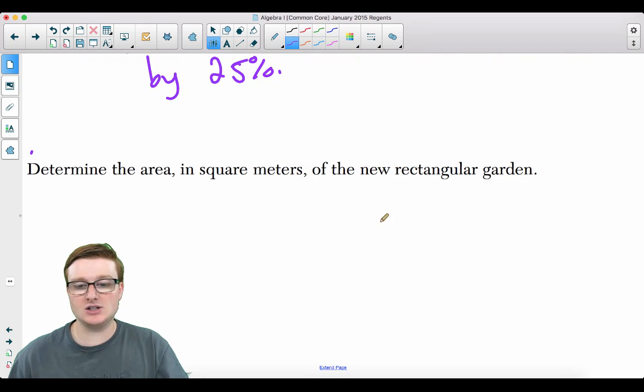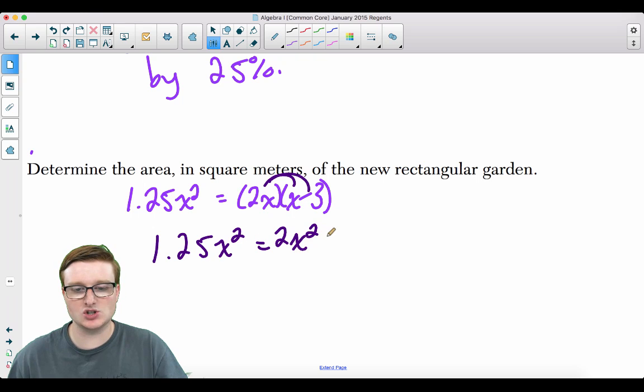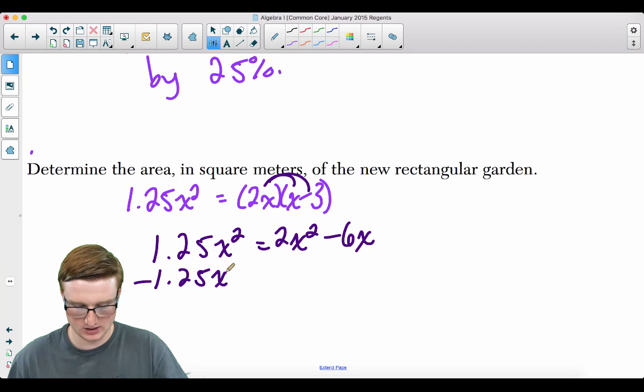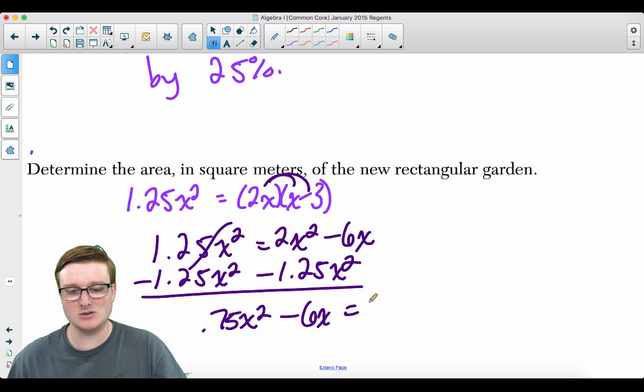Then it says determine the area in square meters of the new rectangular garden. So we're just going to take the equation that we just wrote before, which is 1.25x squared, and set it equal to 2x times x minus 3. We are going to distribute. So we get 1.25x squared is equal to 2x squared minus 6x. I am then going to subtract 1.25x squared on both sides. Not too shabby. So now we get 0.75x squared minus 6x is equal to 0.